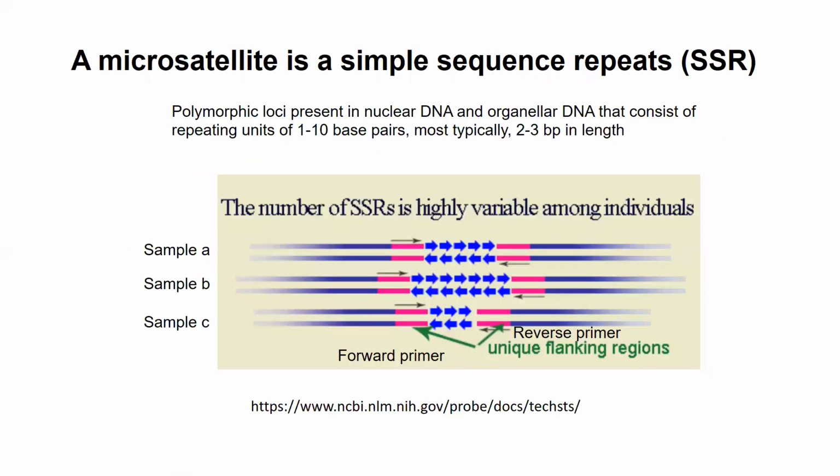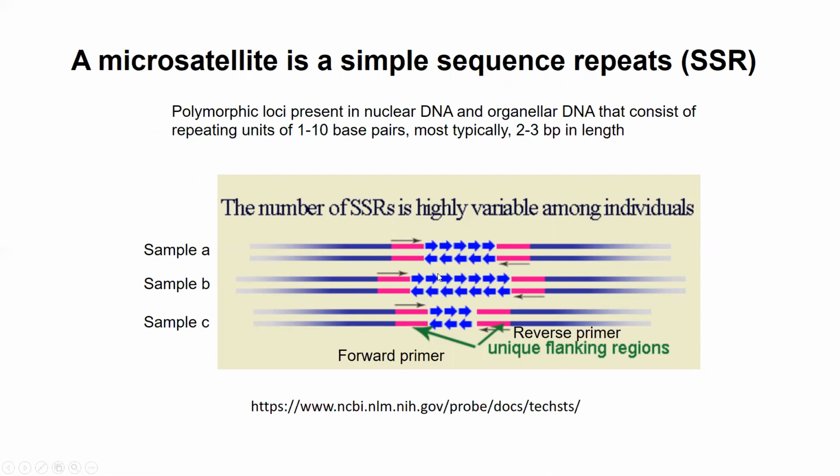Okay, so let's come back to the microsatellite. We just mentioned the microsatellite is a short nucleotide repeat. And here is a different illustration. You have samples A, B, C here, and in the middle you have short repeats.